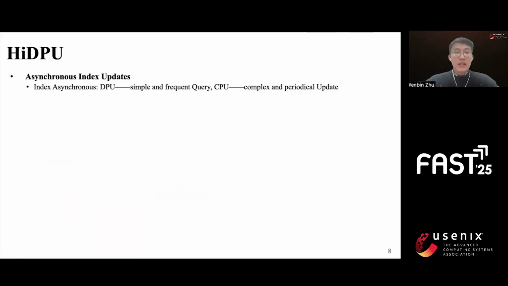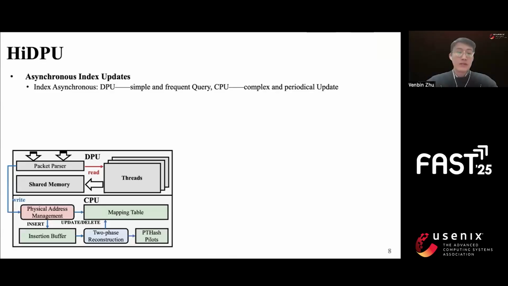In HiDPU, the DPU handles simple and frequent read operations, while complex and critical index updates caused by write operations are handled by the CPU. Write operations may require mapping table update, delete, or insert. The first two can be done in place within the mapping table, but insertion might lead to index reconstruction. To address this, new insertions are stored in a Cuckoo hash-based buffer, which also allows the DPU to check the latest key with one round of DMA.